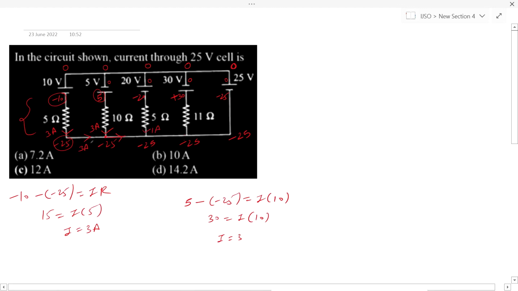Next, plus 30 minus 25, 5 by 11 in the opposite direction. This is the higher potential, 30, so the direction is upward. But 30 is the greater. So what will be the answer?